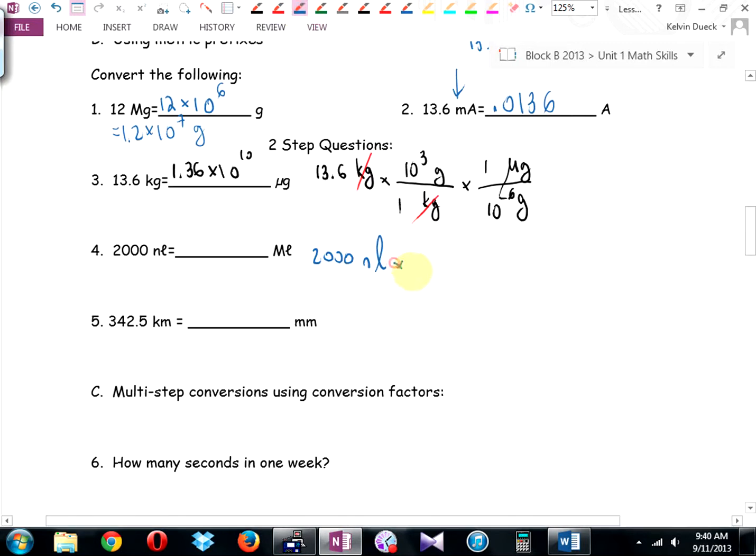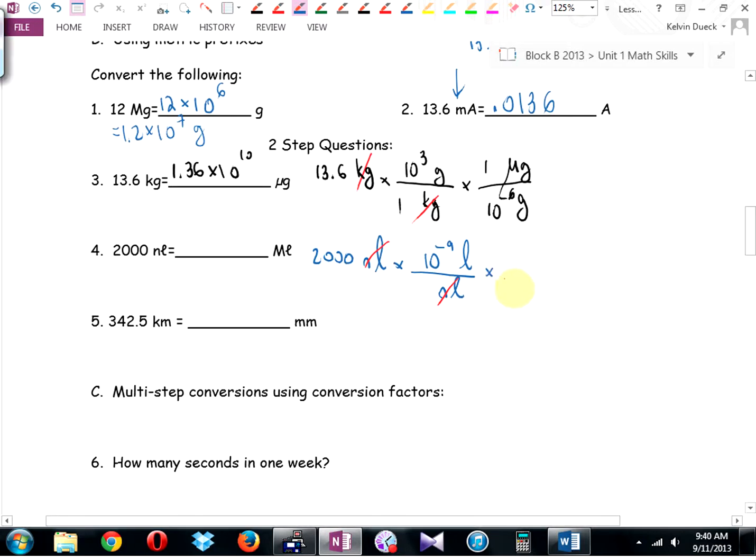I'm going to multiply by a conversion factor. What do I want to cancel out? Put it on the bottom. What's nano the same as? 10 to the? So I'm going to say on the top, that's the same as 10 to the negative 9 liters. And that would get rid of nanos. Now I'm in liters, but I don't want to stop there. This question says finish in mega.